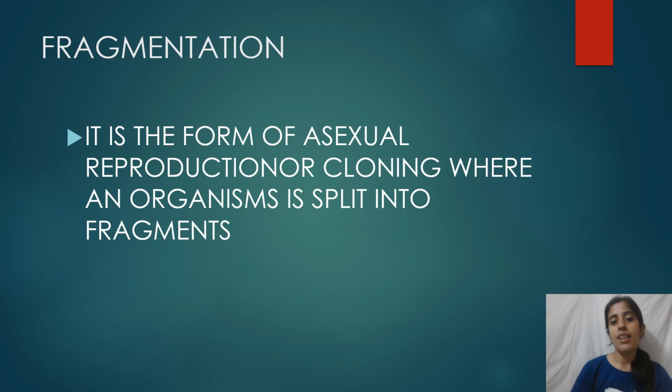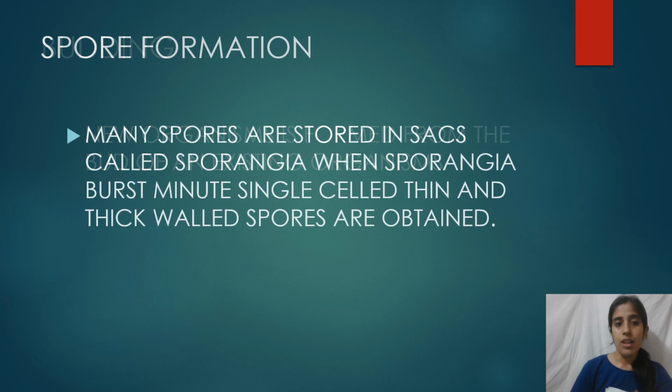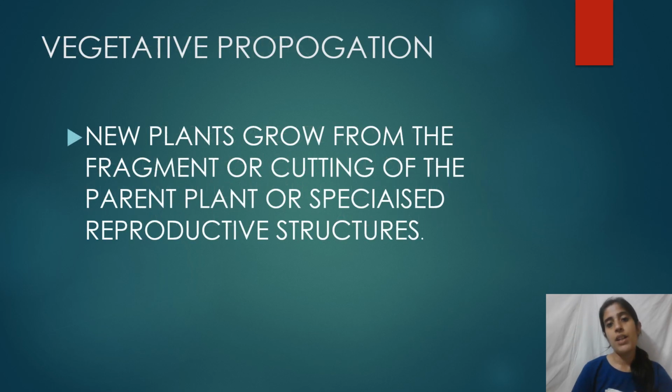Next is fragmentation. It is a form of asexual reproduction or cloning where an organism is split into fragments. That is known as fragmentation. Next is budding. A new organism is formed from the bud of the existing organism. Next is spore formation, in which many spores are formed. Many spores are stored in sacs called sporangia, and when the sporangia burst, minute, single-celled, thin and thick-walled spores are obtained. Next is vegetative propagation. Here new plants grow from the fragments or cuttings of the parent plant or from specialized reproductive structures.